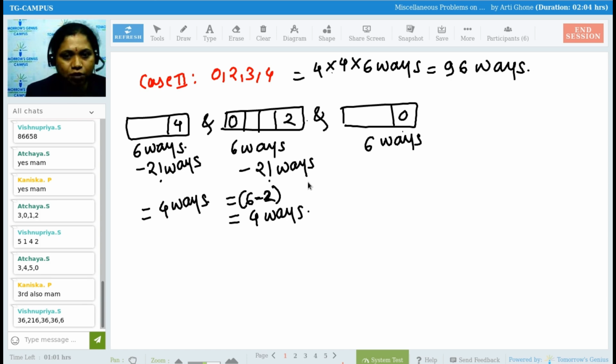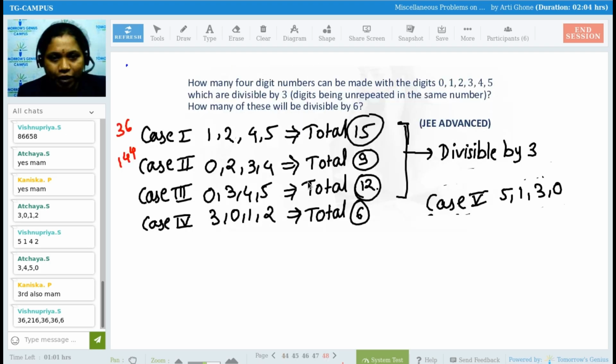Clear? Case 2 is 96. Now case 3 is directly holding this and this. So 6 into 4, 24. Case 3 is directly 24. Yes or no? Getting 24? Please be with me guys.